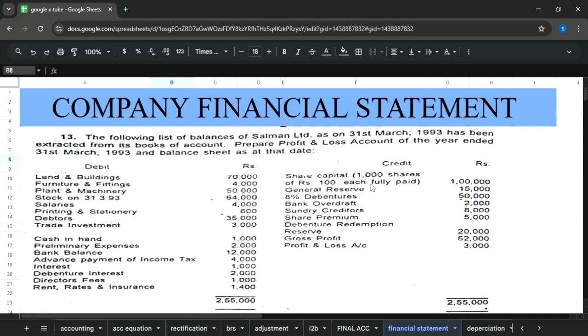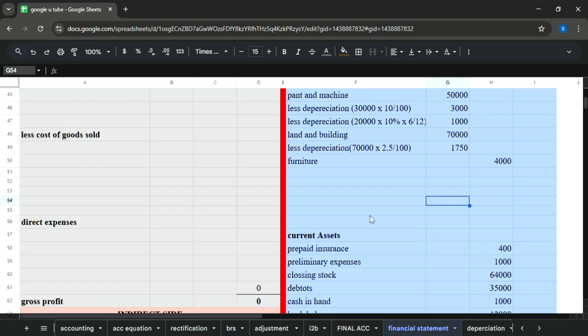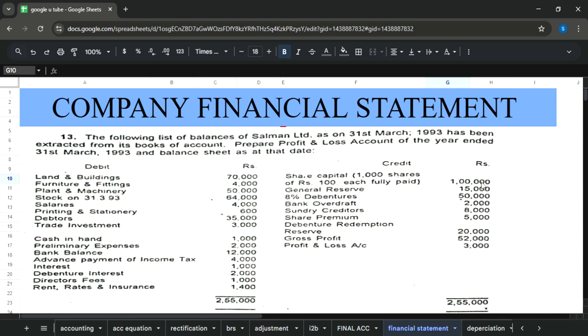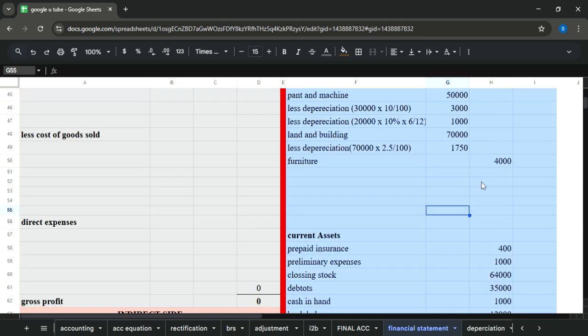Next is share capital, which is 1 lakh. We will go to the fixed liability side, and here we may call it paid up or subscribed capital. The capital which is present in the trial balance is actually subscribed capital, and the amount of this capital is mentioned as 1 lakh. So 1 lakh would be written in the fixed liability side.